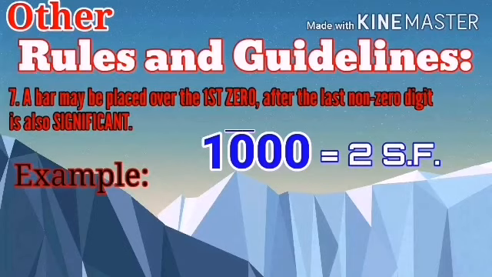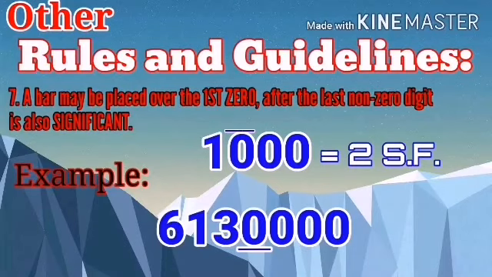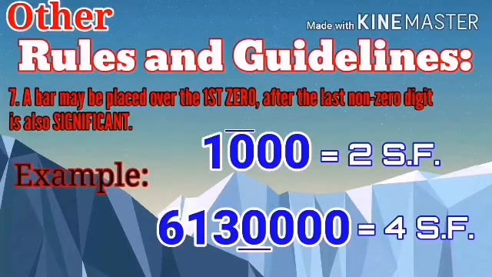Pwede rin ilagay ang bar below 0. Okay, like for example this one, makita nyo ang bar ay nasa ilalim ng 0, wala sa taas. Since meron dyang bar, ang 0 na yan ay magiging significant. Therefore, how many significant figures do we have now? We have 4 significant figures, that's 6, 1, 3, and 0 with a bar below.